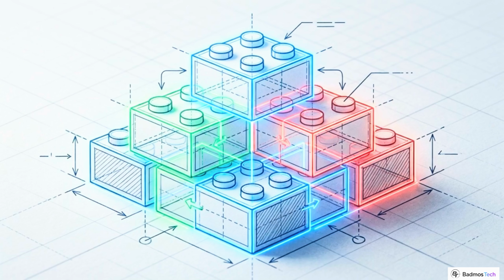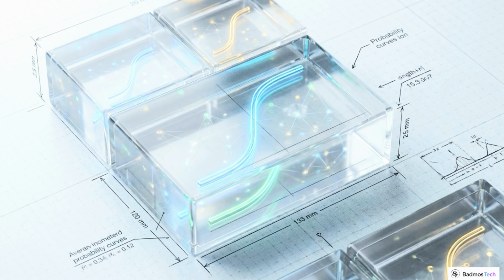Ultimately, even the most complex AI systems rely on these fundamental building blocks, turning patterns into probabilities to help us make better decisions.